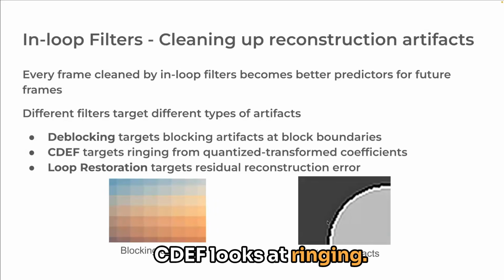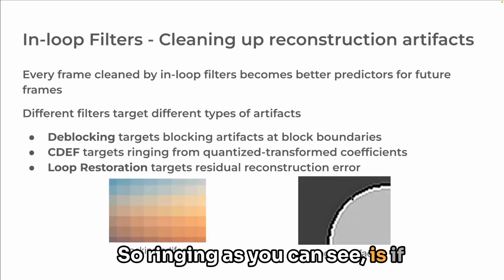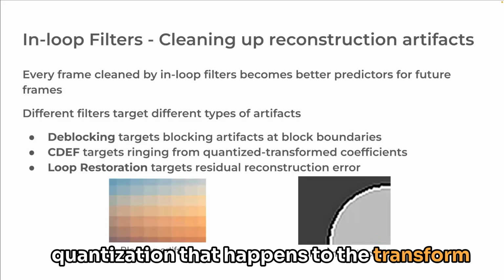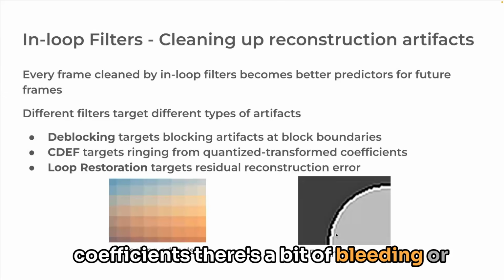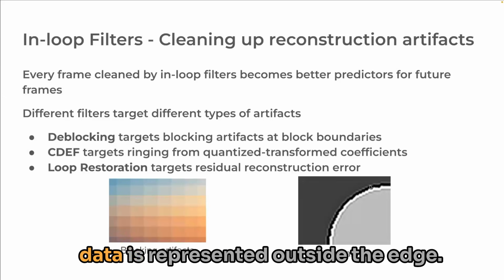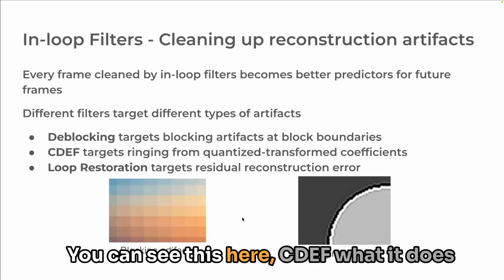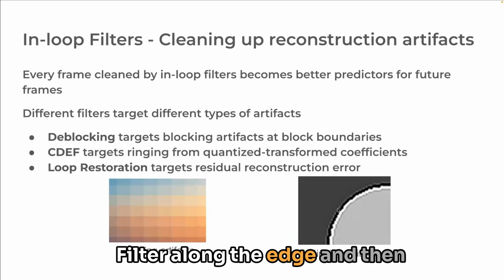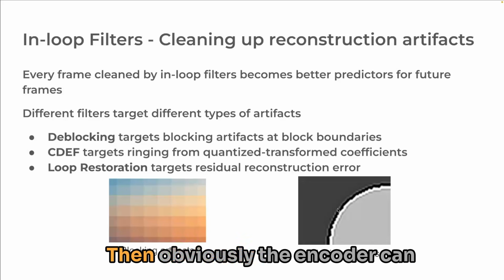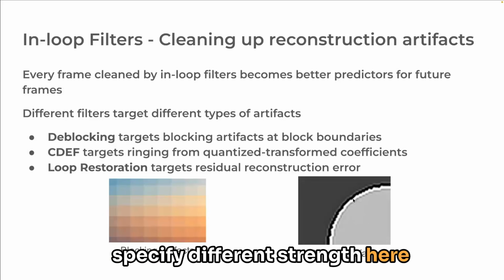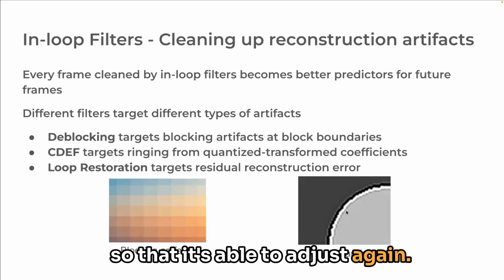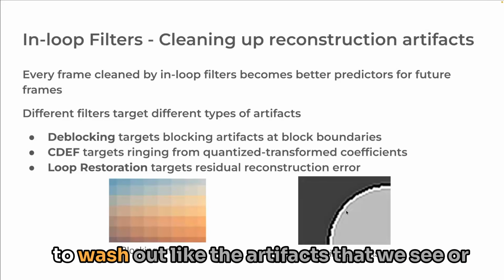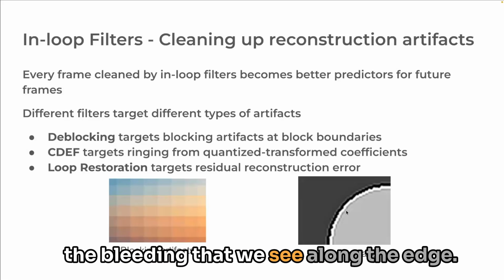CDEF looks at ringing. So ringing, as you can see, is if you have an edge in the image, it might be that because of the quantization that happens to the transform coefficients, there's a bit of bleeding or ringing that happens where some of the data is represented outside the edge. We can see this here. CDEF, what it does, it actually detects the edge here and then filters along the edge and then perpendicular to the edge to clean this up. And then obviously the encoder can specify different strength here so that it's able to adjust. Again, it wants to make sure that it preserves the edge in the image. The idea is not to wash out the edge, but to wash out the artifacts that we see or the bleeding that we see along the edge.